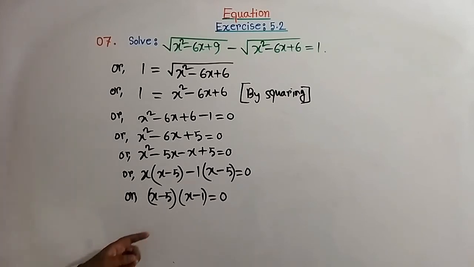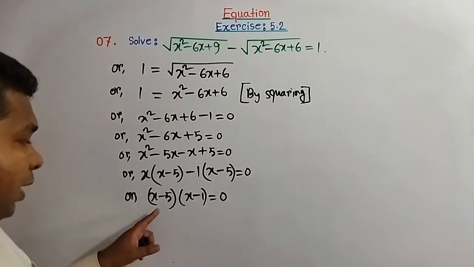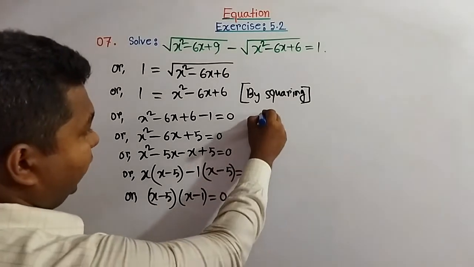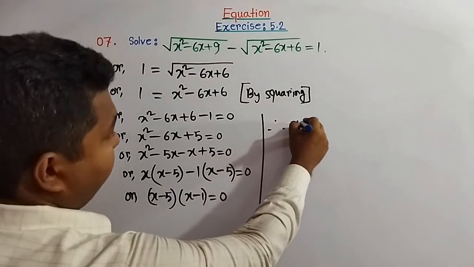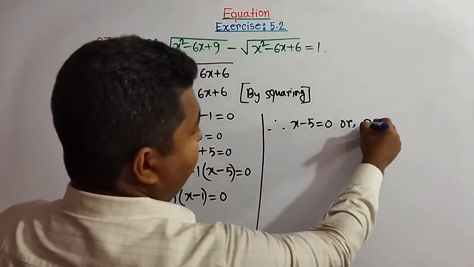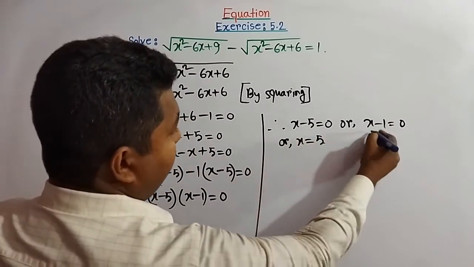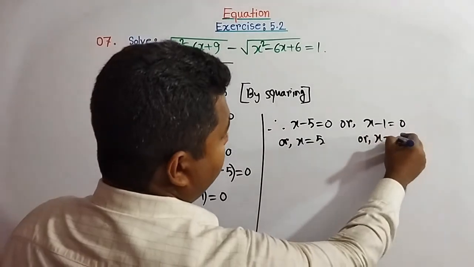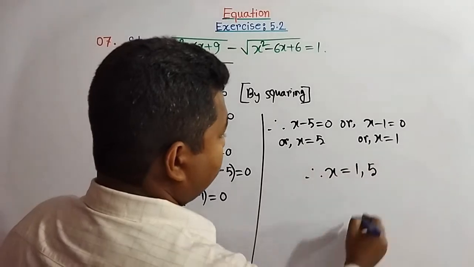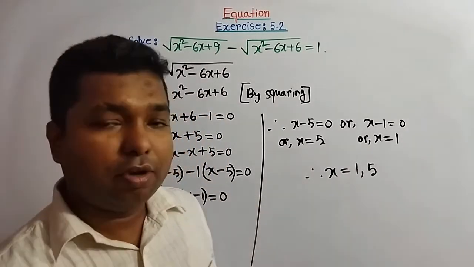Now the multiplication of two factors equal to 0, so the first factor equal to 0 or the second factor equal to 0. Therefore we can write x − 5 equal to 0, or the second factor x − 1 equal to 0, so x equal to 5, and from here x equal to 1. Therefore we get x equal to 1 and 5. So we get two roots, that is x equal to 1 and x equal to 5.